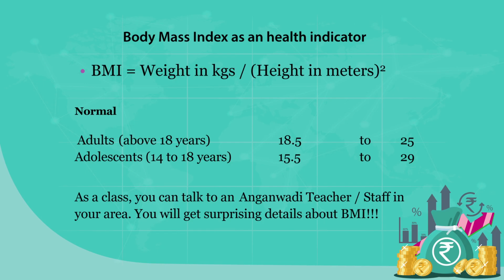If you look at the PowerPoint slides, you will come to know that those persons, particularly adults, whose body mass index ranges between 18.5 to 25 are considered normal. For adolescents aged like you, 14 to 18, if your body mass index lies between 15.5 to 29, then you are normal. And I also asked you to collect the details of the height and weight of your family members.